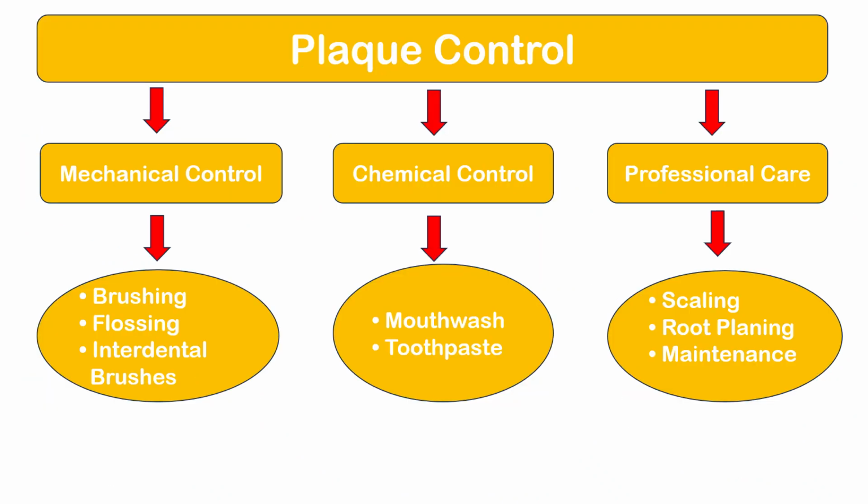So coming to the methods of plaque control, we have mechanical plaque control methods, which can be done by brushing, use of floss, and use of interdental brushes. Coming to chemical plaque control, mainly we have the use of mouthwash and toothpaste. And in professional care, we can do scaling and root planing and the maintenance after these procedures.